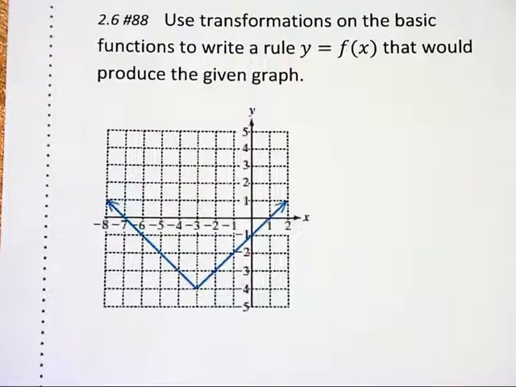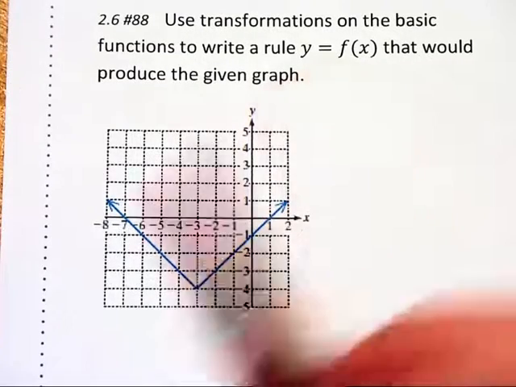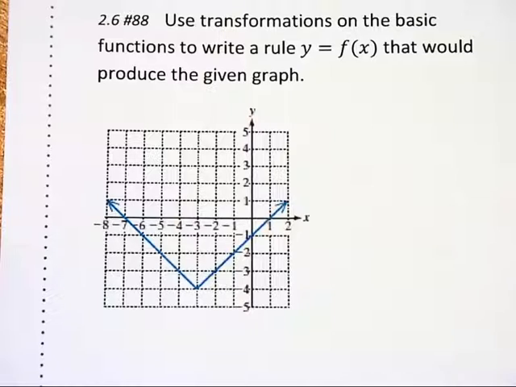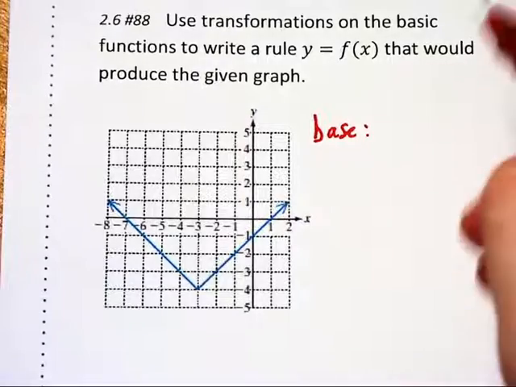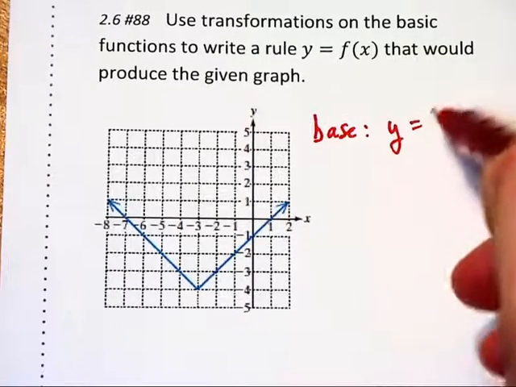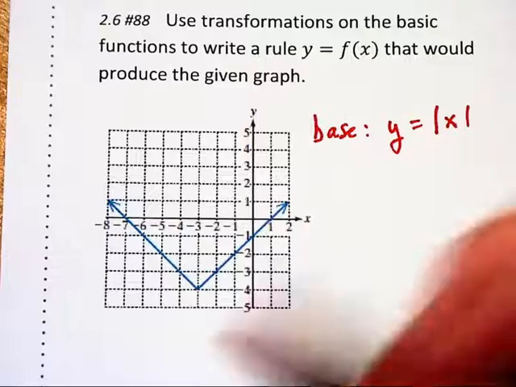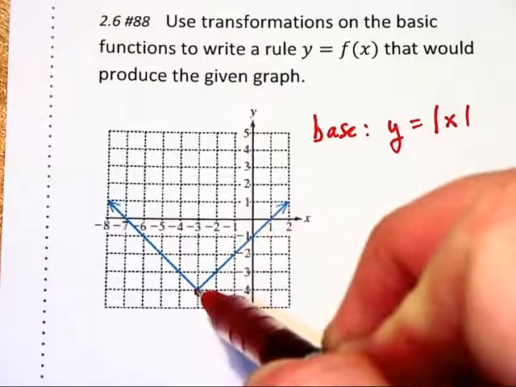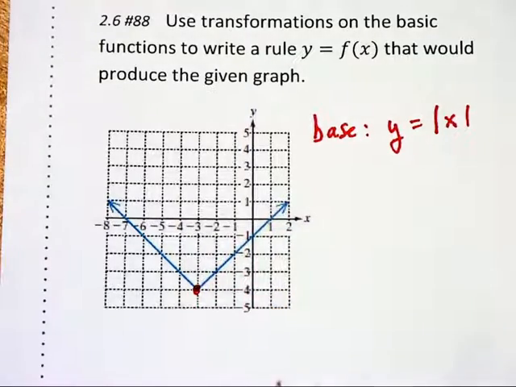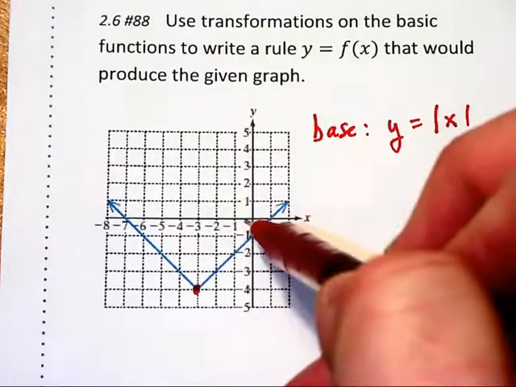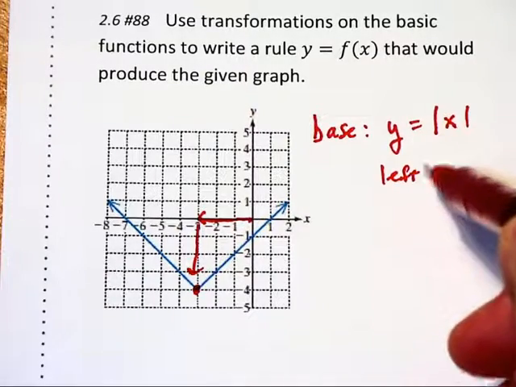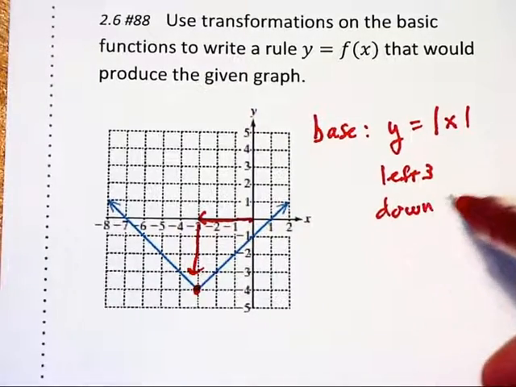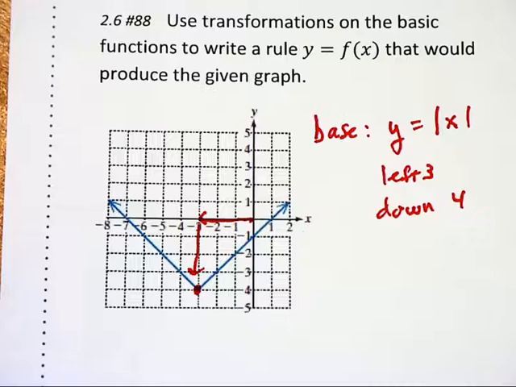Use transformations on the graph of y equals f of x that would produce this graph. In other words, what is this equation? We obviously know that it is in the absolute value family. So its base graph is y equals the absolute value of x. Now its vertex, instead of being at the origin, is down here at negative 3, negative 4. So we've really gone left 3 and down 4. Let me write that down. Left 3, down 4.